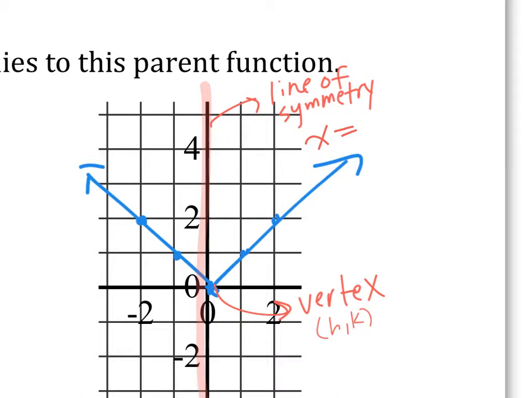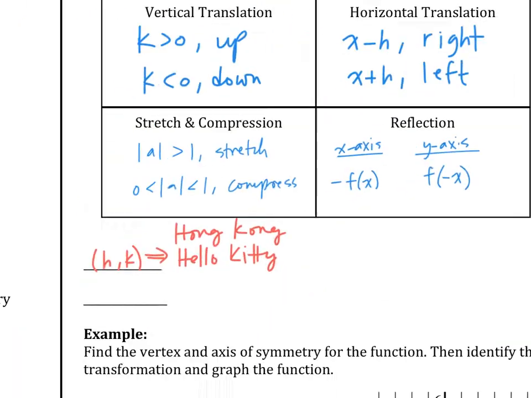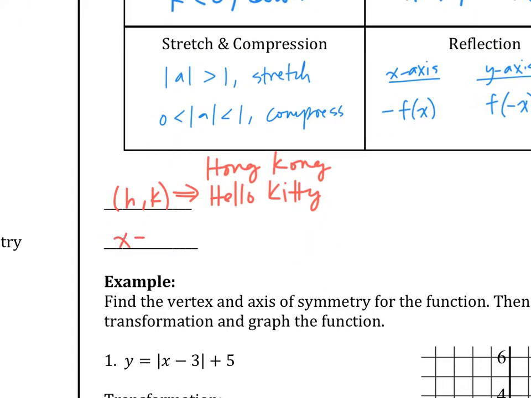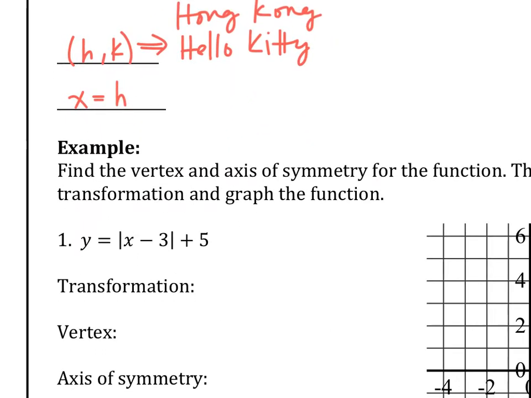It goes through the x part of my vertex. In this case it's zero, yes, but if I start moving it, it's going to go through the h. It's going to go through h, the x part of my vertex. My vertex is (h, k), which represents (x, y), so it's going to go through h because that's the x part. Okay, so let's write that down here: x equals h.